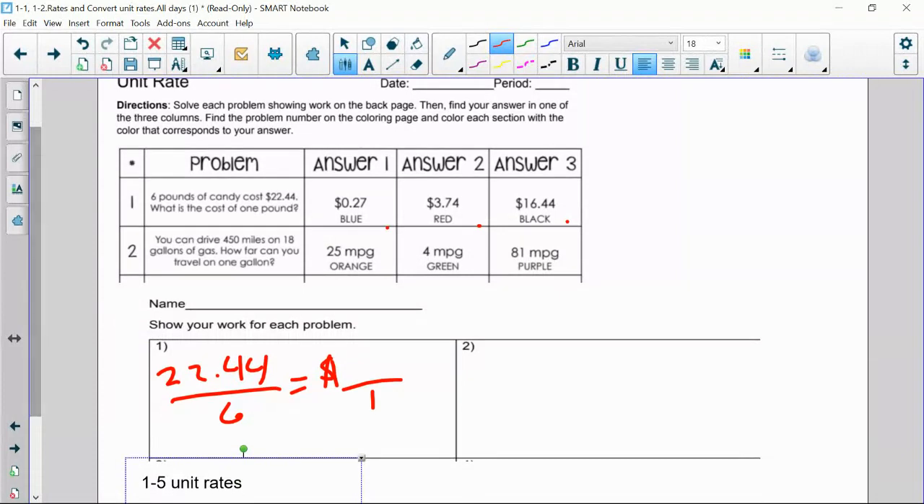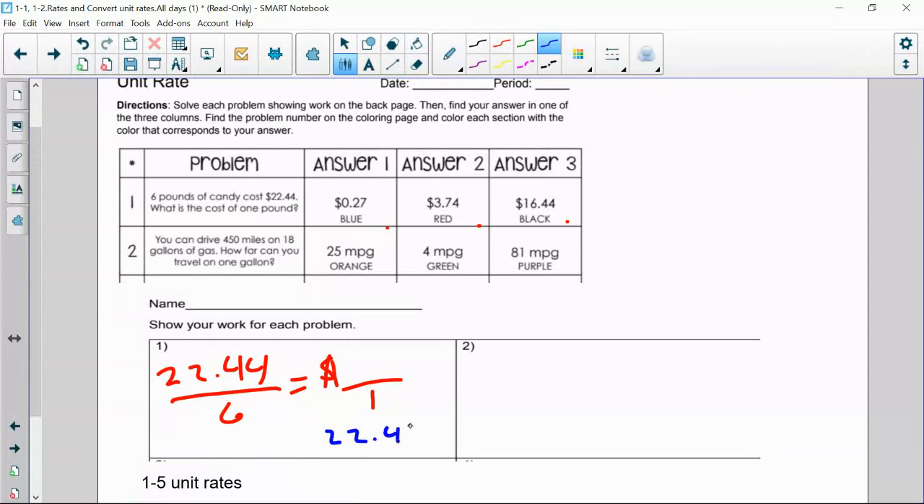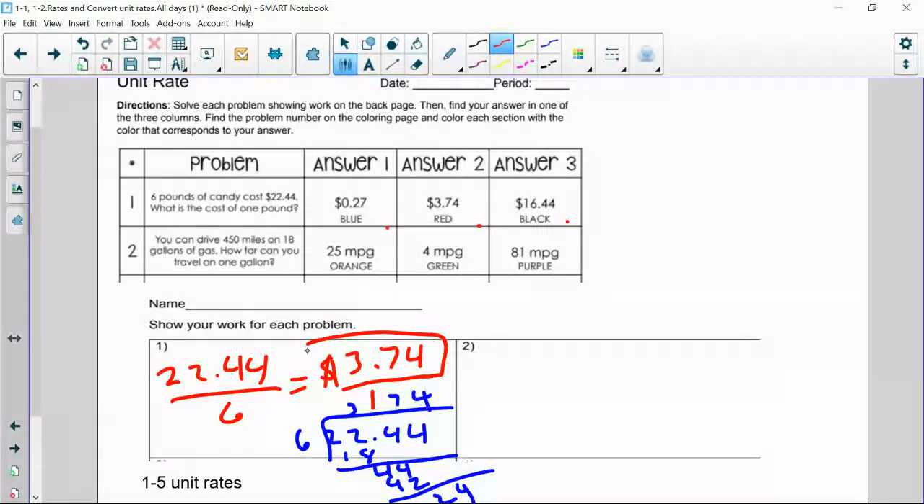Okay, so if I take my 22.44 and divide it by 6, 6 goes into 22 3 times, make that 18, with 4 left over. Goes into 44 7 times, that is 42, with 2 left over to give me 24, which is 4. So I am going to say that my answer is $3.74. Okay, that's how much it is for 1 pound.